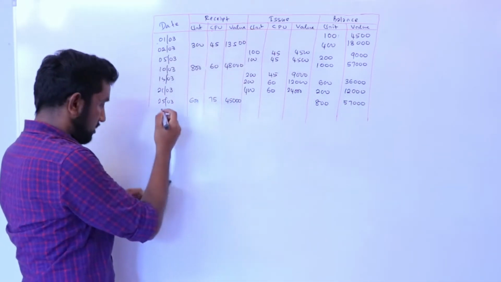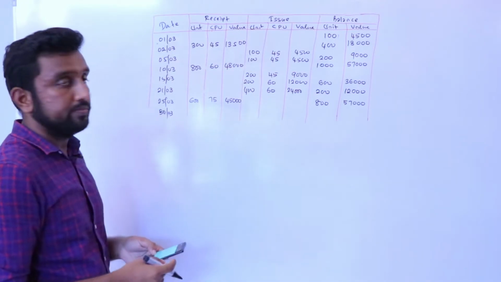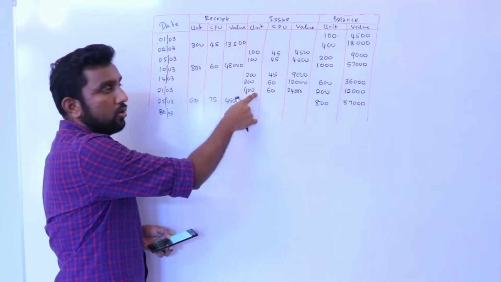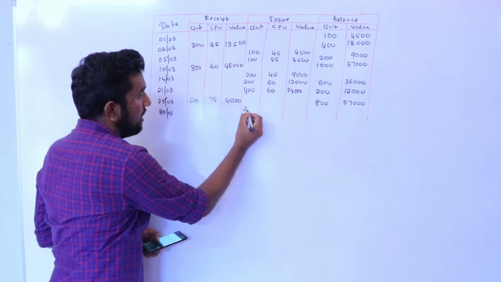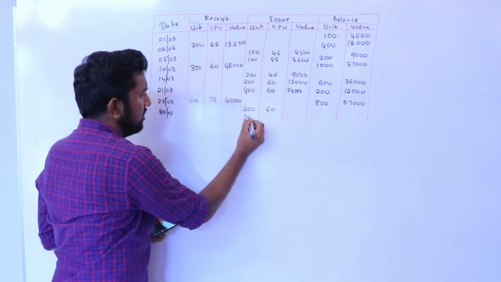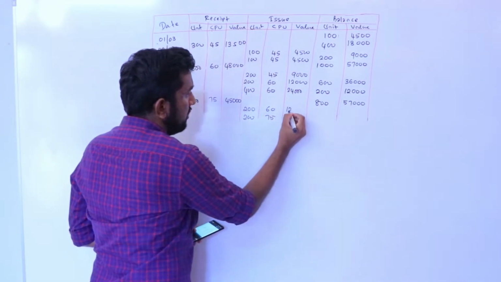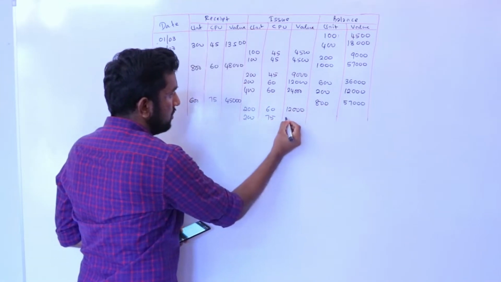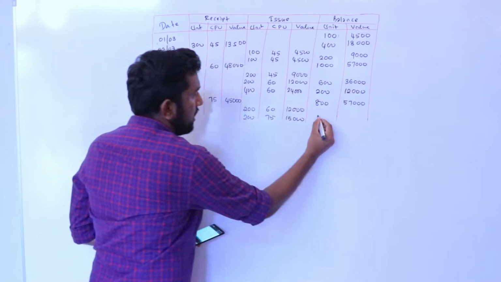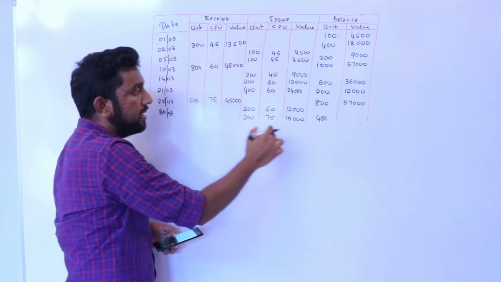Then I am issuing 400 on 30th. So how am I going to issue? If I take this part, I already issued 200, again I issued 400. So 600 is done. I have remaining 200. So I take 200 from that and the other 200 from here. So 200 means 12,000. This is 15,000 if I am not wrong. So 27 is done. So my balance is 400, because earlier I had 800. I issued 400. Balance is 400.